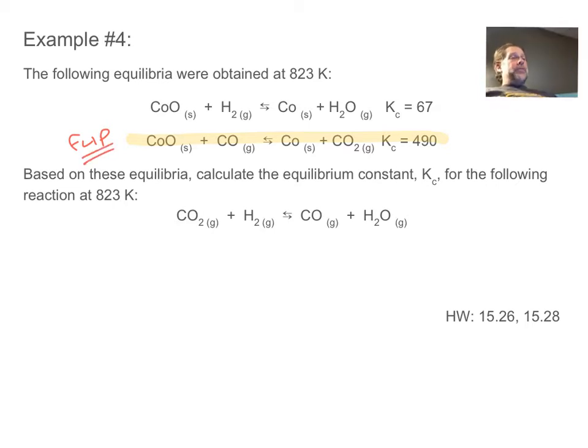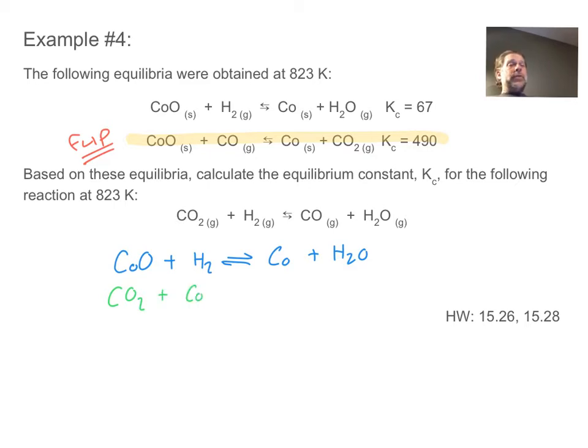And when I flip this reaction, I actually end up with the reaction that I'm trying to obtain. So in reaction step number 1, I'm going to take CoO plus H2, and it's at equilibrium to make cobalt and water. And I have to flip the second reaction so I can get carbon dioxide as a reactant and cobalt as a reactant, and that will give me cobalt oxide, and it will give me carbon monoxide.